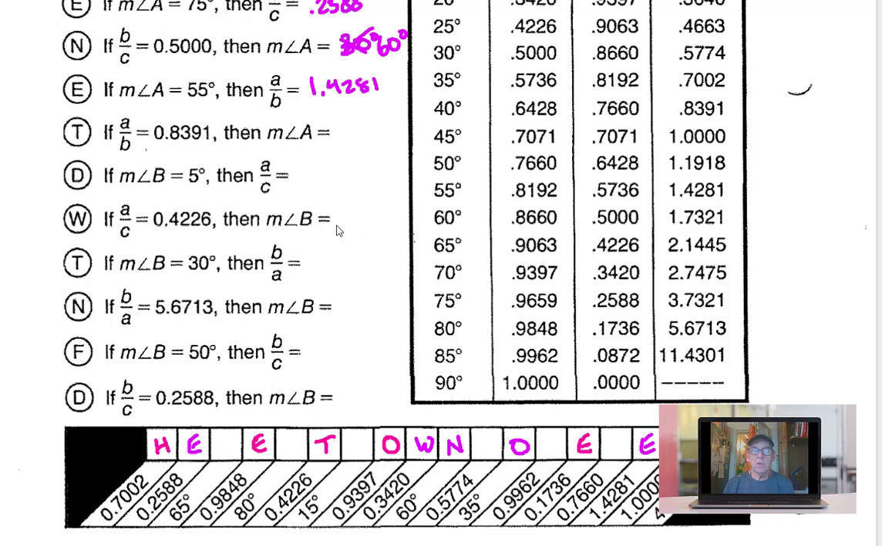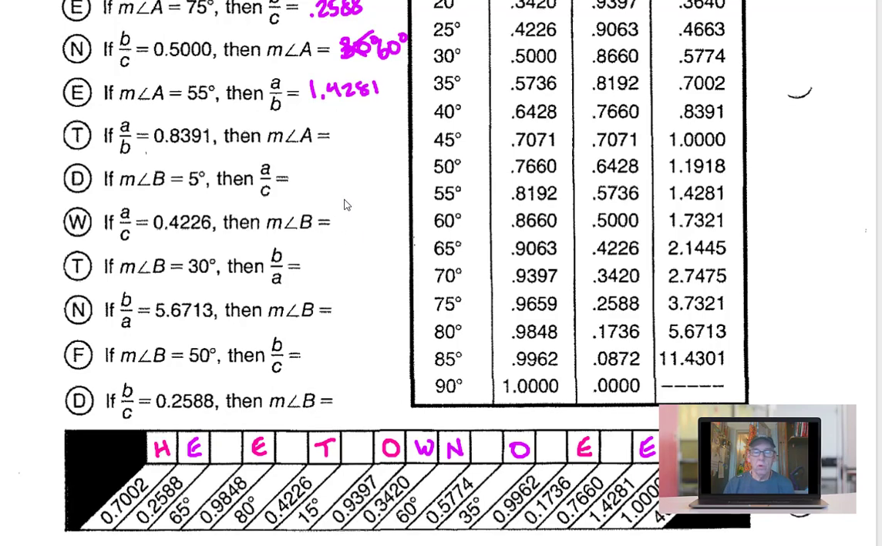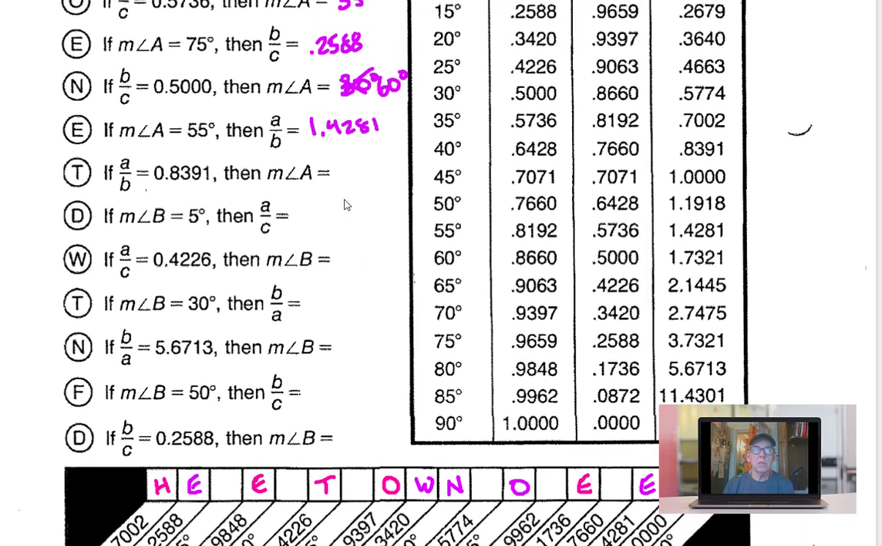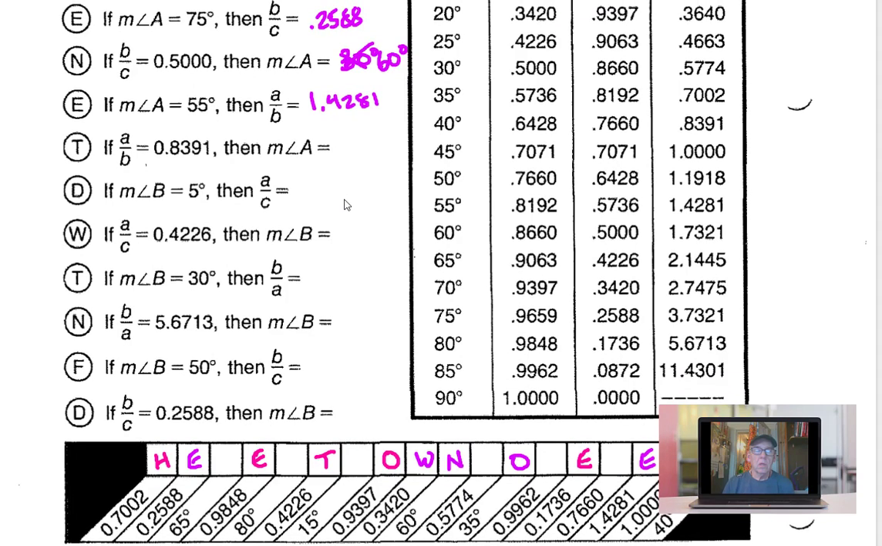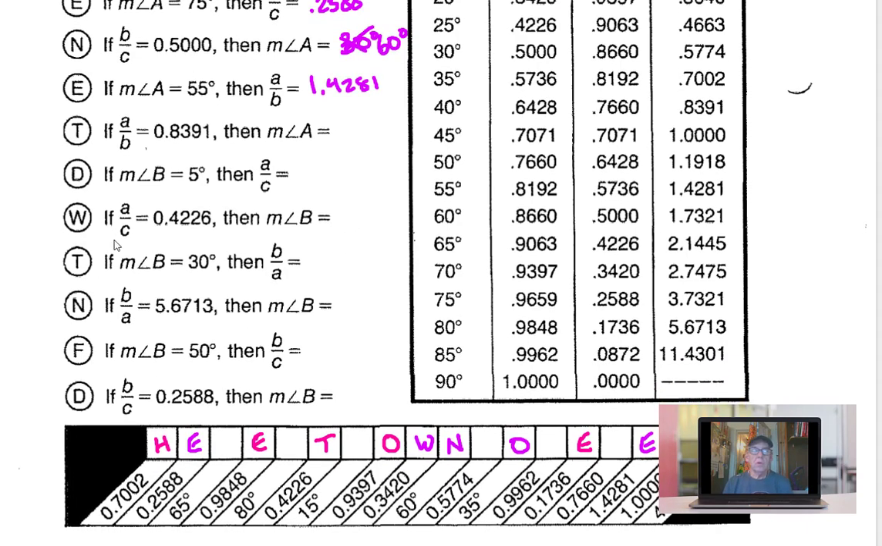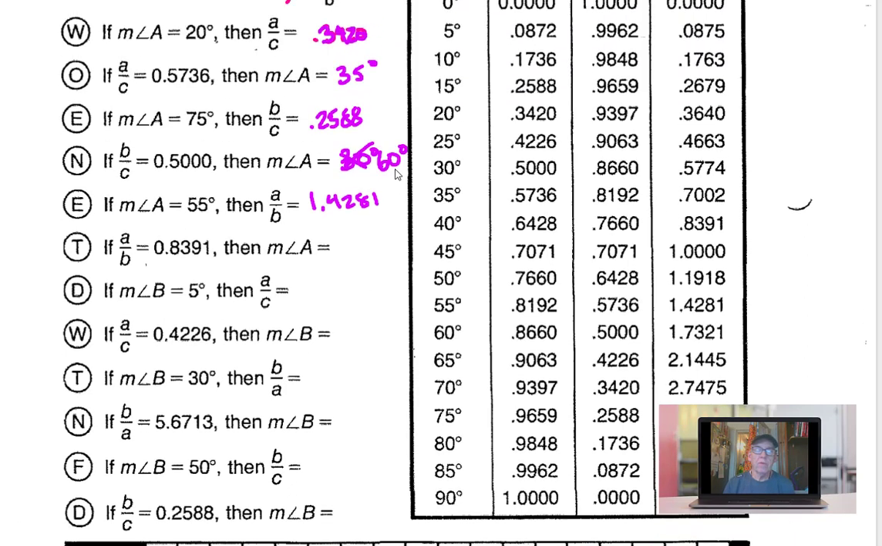And let's see, we've done most of these. We'll do one more of these. Let's see, where's a tricky one? Okay, let's look at W. Here they're switching it up. Now they're talking about angle B as being our reference angle.